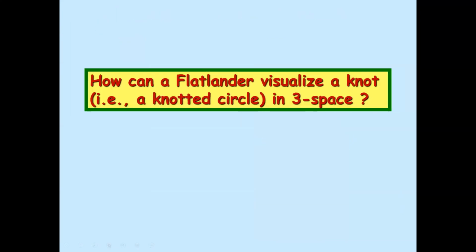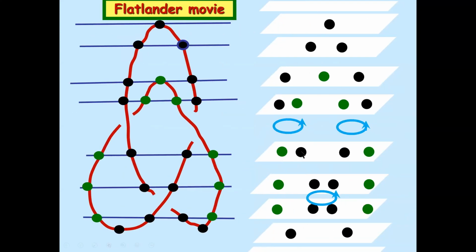How can a Flatlander visualize a knot? That is a knotted circle in 3 space. Well, let's take a look at this. This is an interesting exercise. Here's an example of a knot. This is the trefoil knot, and a Flatlander, as the knot passes through the space, would see a single point, which appears out of nowhere. It separates into 2 points.